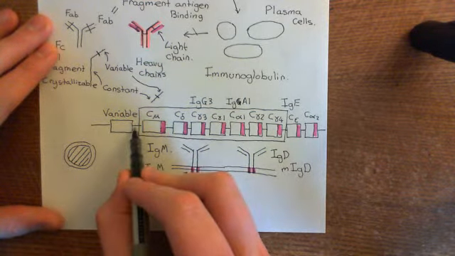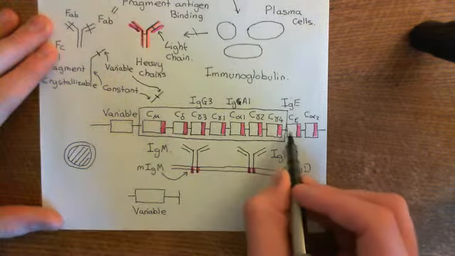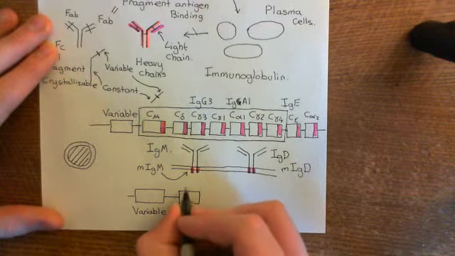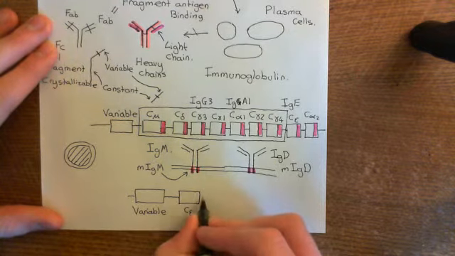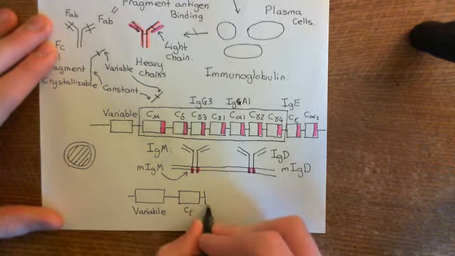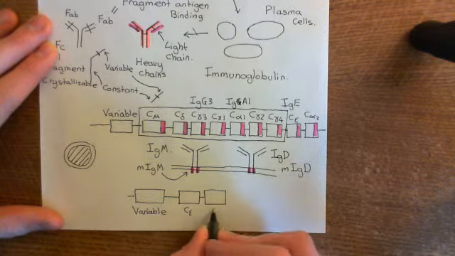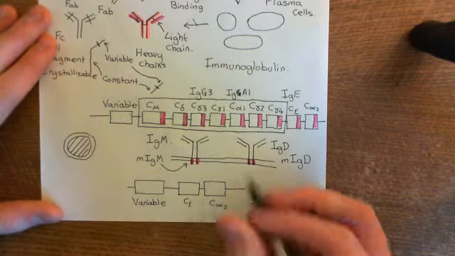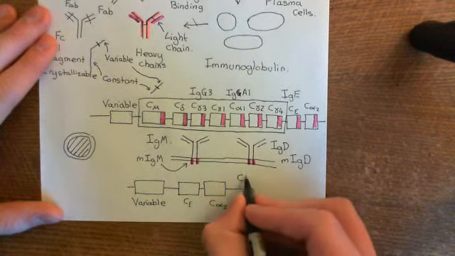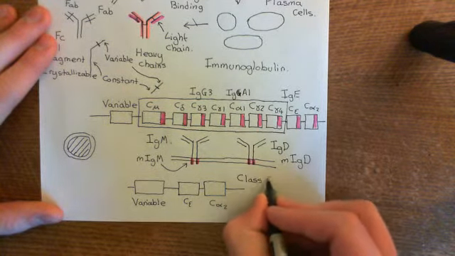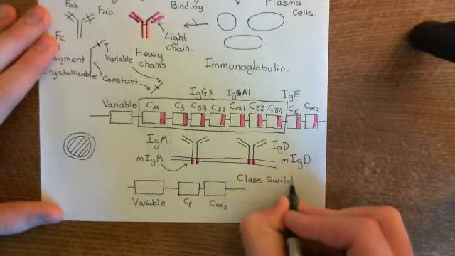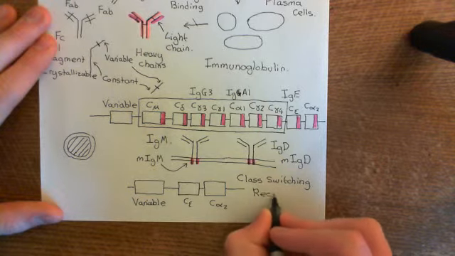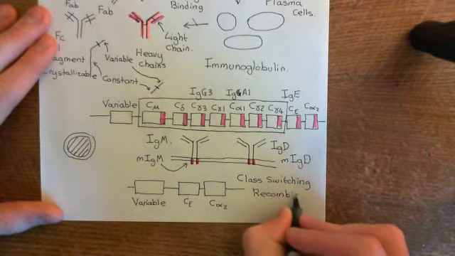A new intron, which is made up of half of this intron and half of this intron here, and then followed by the constant epsilon exon, and then of course the constant alpha 2 exon will still be there. Okay, so here is constant alpha 2. Right, so that process is known as class switching recombination. Okay, class switching recombination, because we are recombining the DNA in order to switch classes of antibody that we're going to produce.